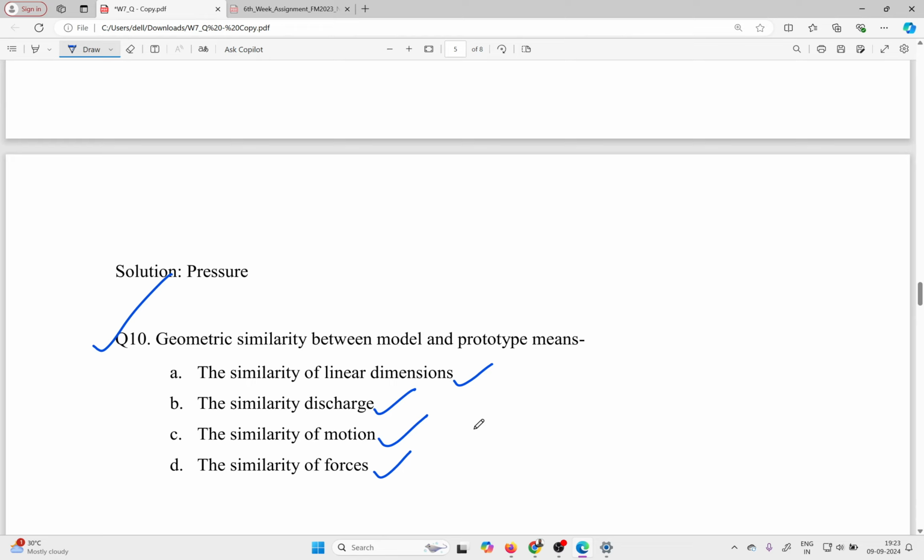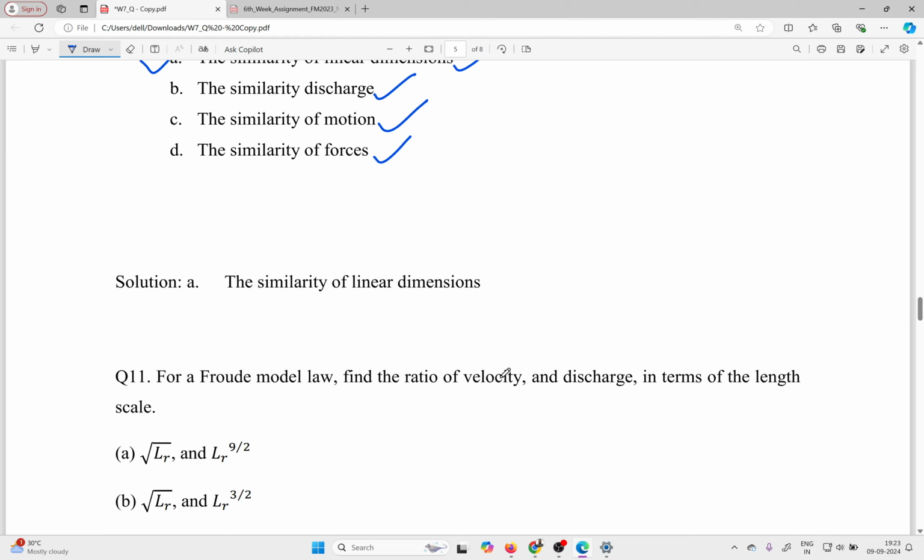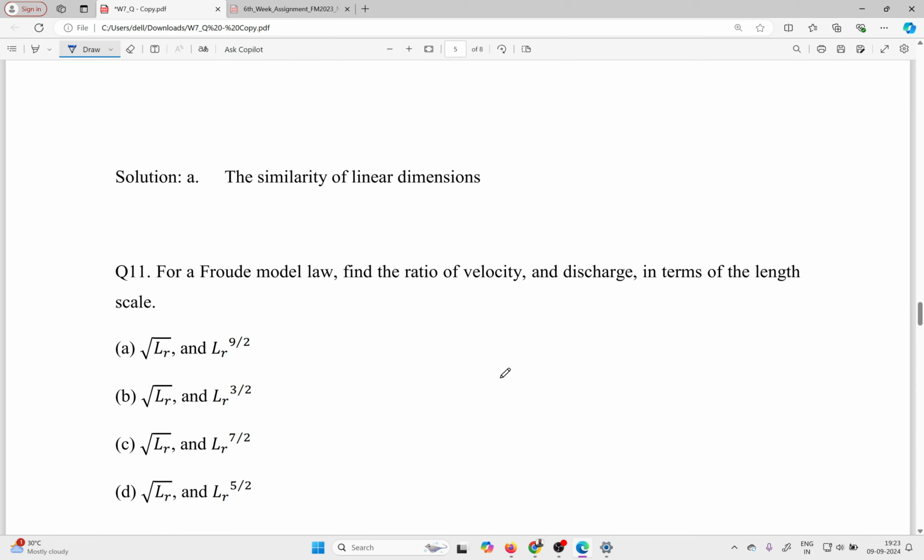So basically geometric similarity is the relation between your model and prototype being similar in linear dimension. Similarity in linear dimension. Remember, please. Next question, question number 11. For a Froude model law, find the ratio of velocity and discharge in terms of length scale. Velocity as well as discharge you need to find out.